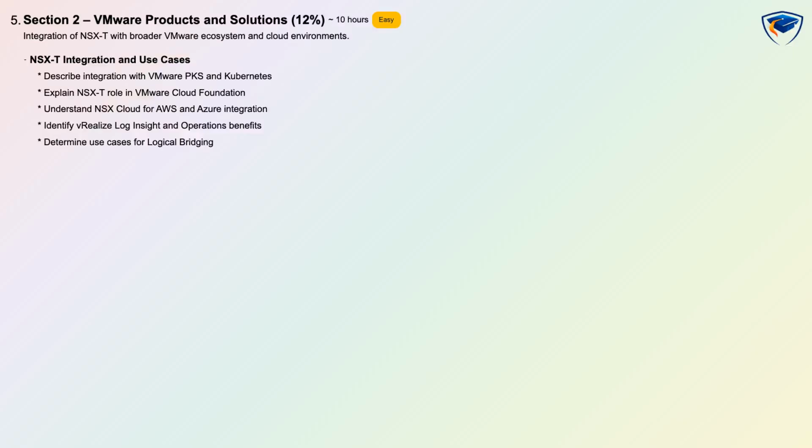Section 2 covers VMware Products and Solutions and makes up 12% of the exam with easy difficulty and about 10 hours of study, assessed conceptually and with scenarios. This domain explains how NSX-T integrates with the broader VMware ecosystem including PKS and Kubernetes and VMware Cloud Foundation. You will learn NSX Cloud integration for public cloud providers such as AWS and Azure, and how vRealize Log Insight and vRealize Operations enhance monitoring and troubleshooting. The section also highlights practical use cases for logical bridging and when to choose integrated solutions.